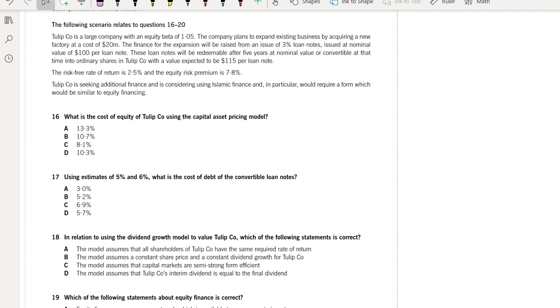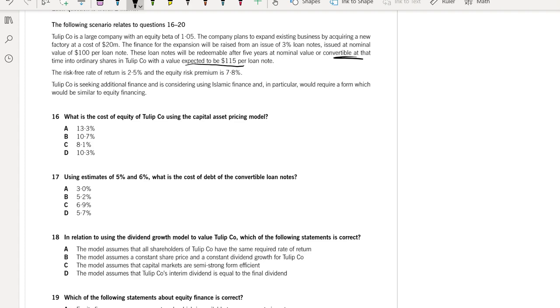Tulip company is a large company with an equity beta of 1.05. The company plans to expand its existing business by acquiring a new factory at a cost of $20 million. Finance for the expansion will be raised from an issue of 3% loan notes issued at a nominal value of $100. These loan notes will be redeemed after 5 years at nominal value, or convertible at that time into ordinary shares in Tulip company with the value expected to be $115 per loan note. So this is the conversion value at the end of year 5.